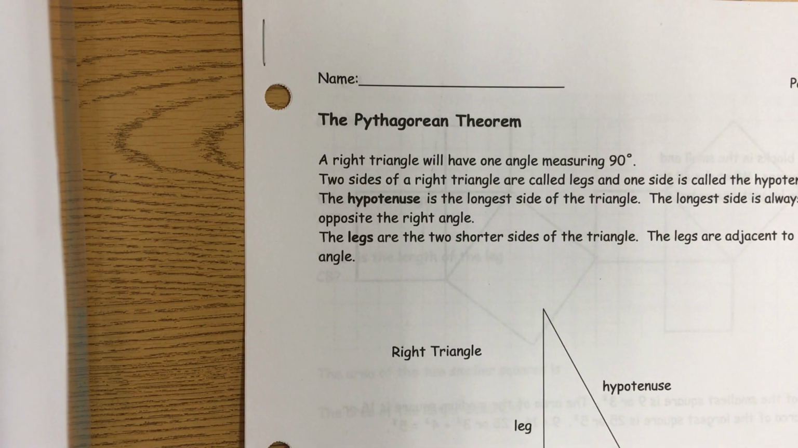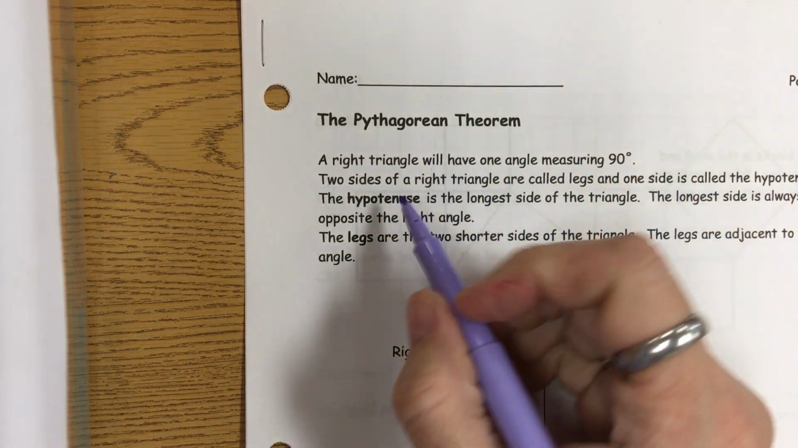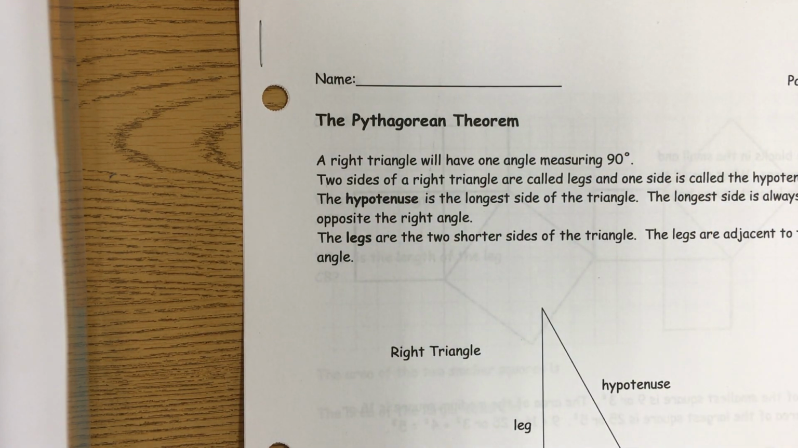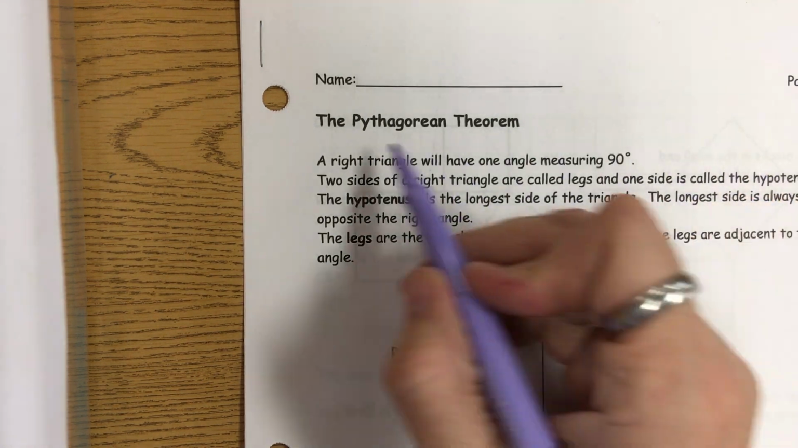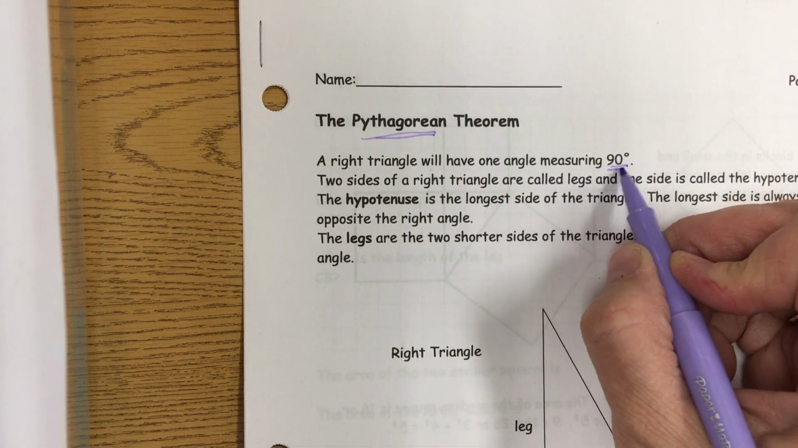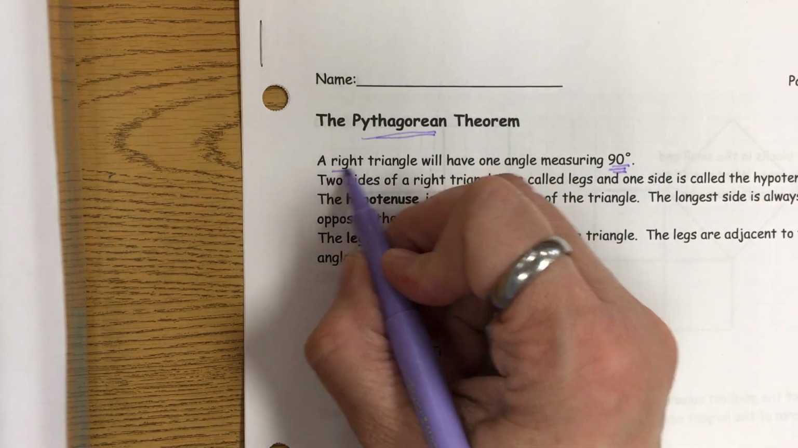Okay, so today we're talking about the Pythagorean Theorem. That comes from a man named Pythagoras. We watched a few videos in class. They're on the website if you'd like to see them. In order to use the Pythagorean Theorem, you have to have a right triangle.